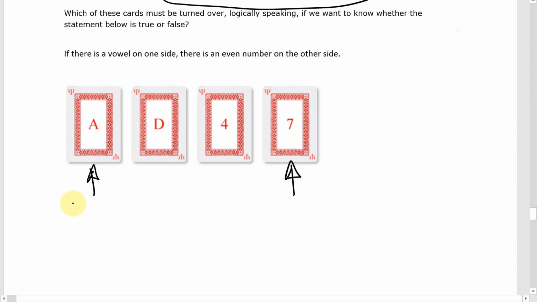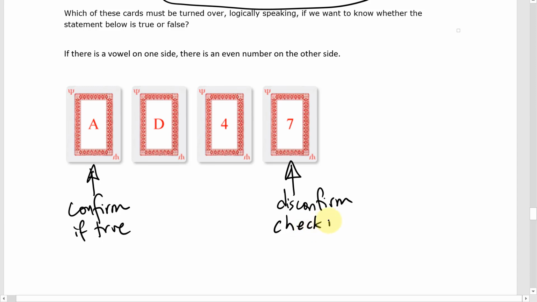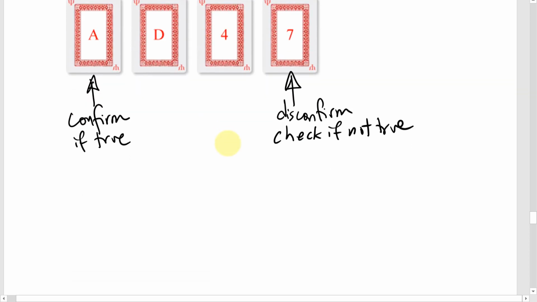This one because you're going to confirm the statement is true, and this one because you're going to basically confirm if it's not true, or let's say disconfirm. By that I mean check if not true. So here you're checking if it's true, and here you're checking if it's not true. It's easy to miss this one, and you might have been tempted to think that you have to check one of these, but neither of these is logically required to flip over. Let's see if I can go through explaining why that is.